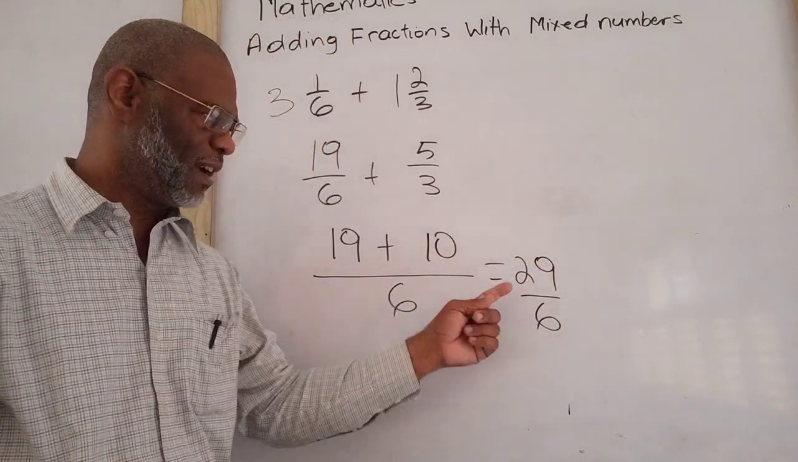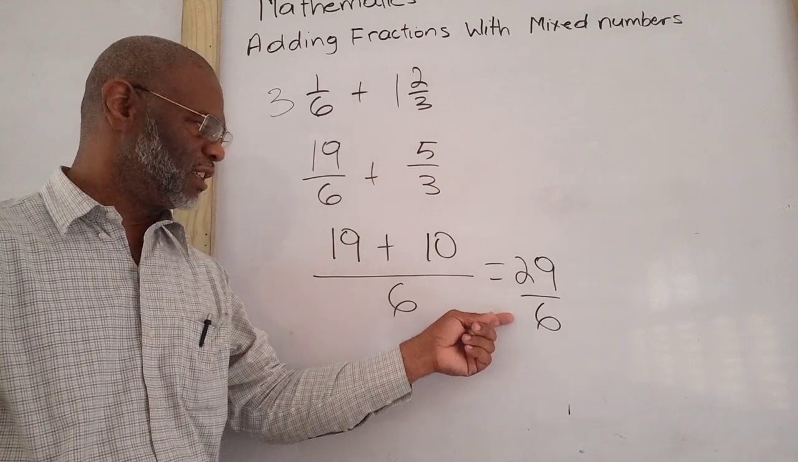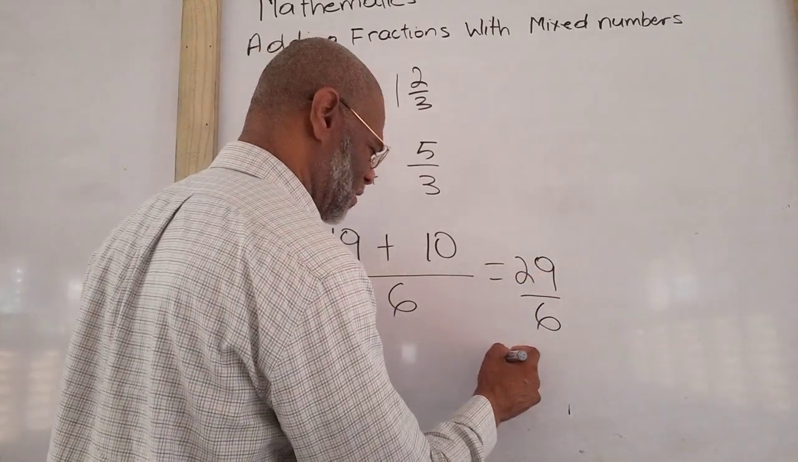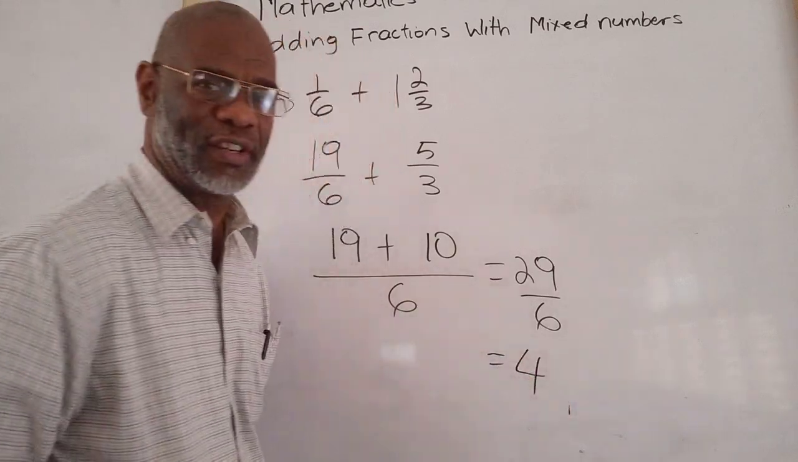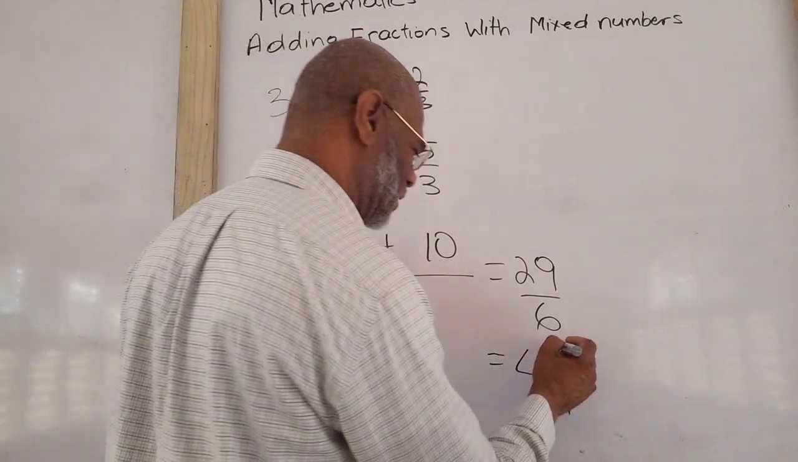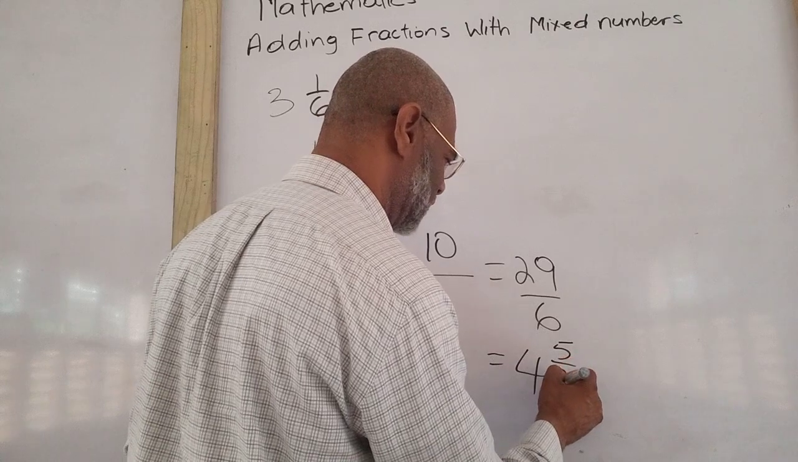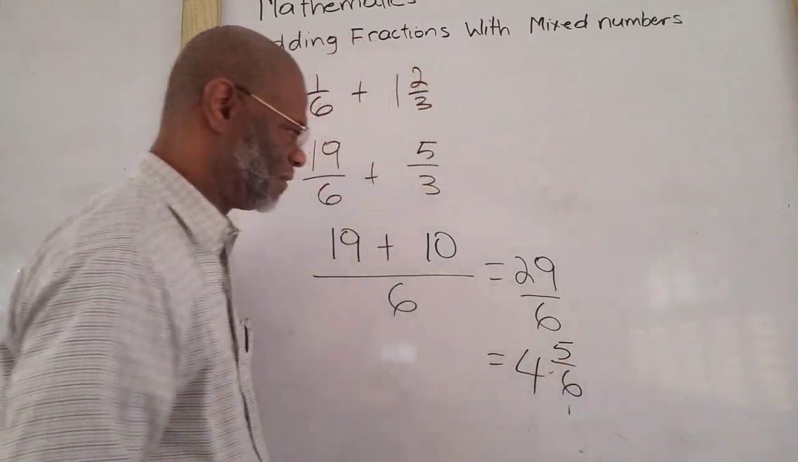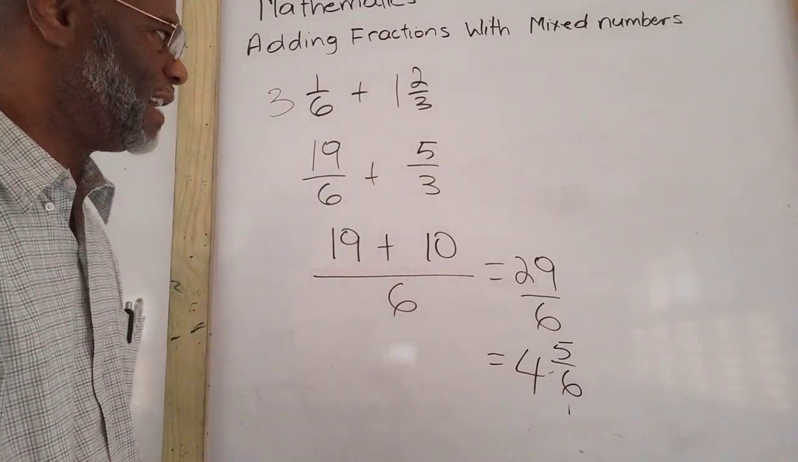Alright, now if we simplify this, we get what? How many times can we get 6 from 29? 4. So that's 4. 6 times 4 is 24, 24 plus 5 is 29. Right, so we have 4 and 5/6.